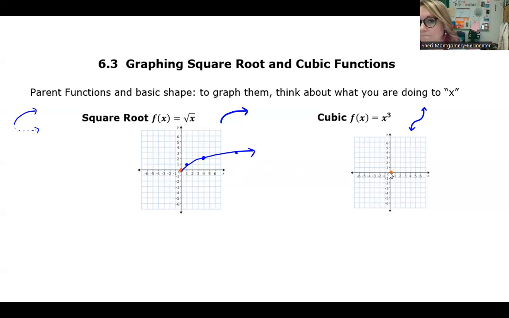For my cubic, I have to think about what I am doing to the x. Well, I'm cubing it. So if I go over to 1, what's 1 times 1 times 1? Just 1. So you go over 1 and then up 1. What is 2 times 2 times 2? 8. Very good. So I would go over 2 and then up 8. Well, it stops at 7. So I'm just going to go up a little bit more, maybe to the top of the point.